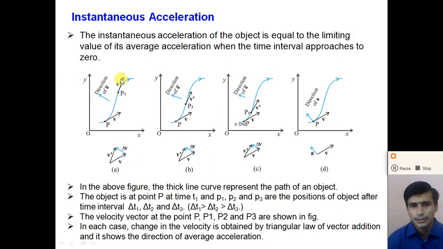So as shown in this graph, this blue line gives the path of the object represented by this curved line. So here the object moves along this curved path, right? Now at the point P, the velocity of the particle is v. So here the object is at a point P. The velocity of the object at point P is v. Now after some time the object is at a point P1. The velocity of the object at point P1 is v dash.